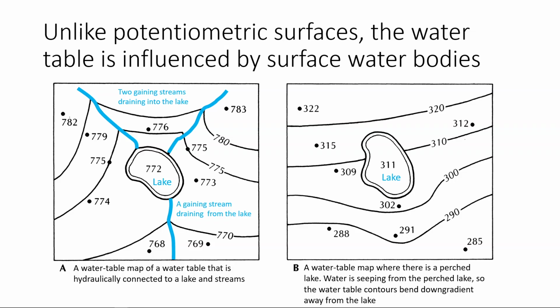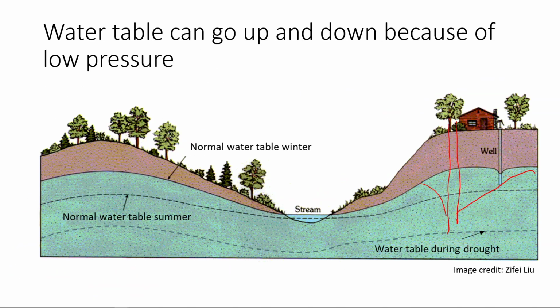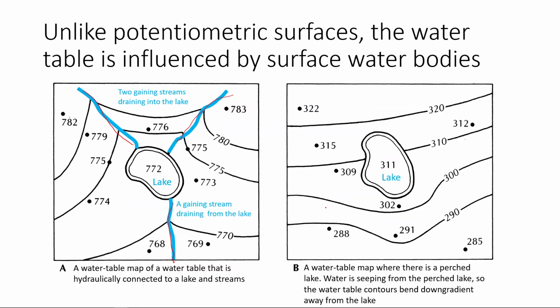Now, one more thing here: unlike the potentiometric surface, the water table is influenced by surface water bodies. So here, for example, these are some streams, and this is another stream. This is your lake, and this is another stream. This is your lake level, like the stages at your lake, and you see the water table map of a water table that is hydraulically connected to the lake or the stream. In this case, it's hydraulically connected to your stream.